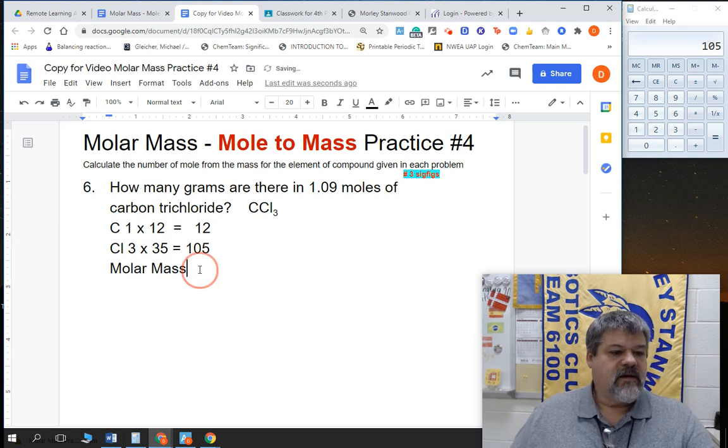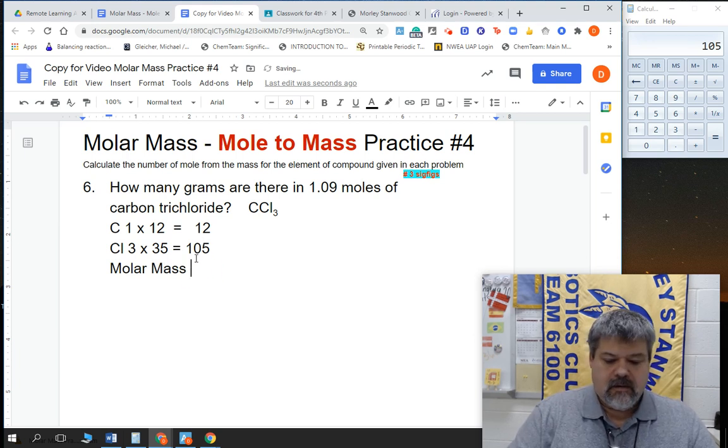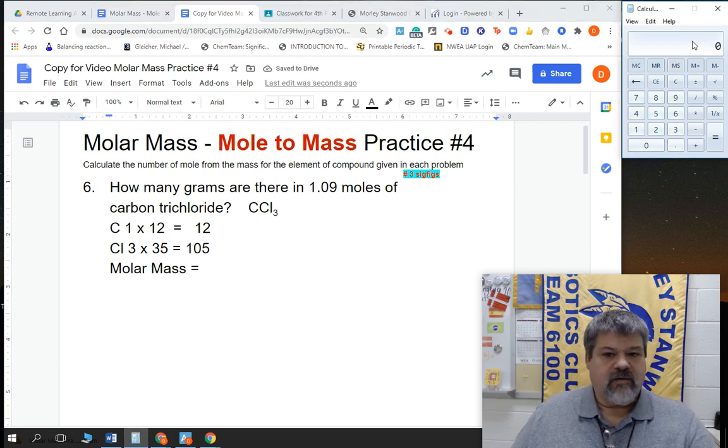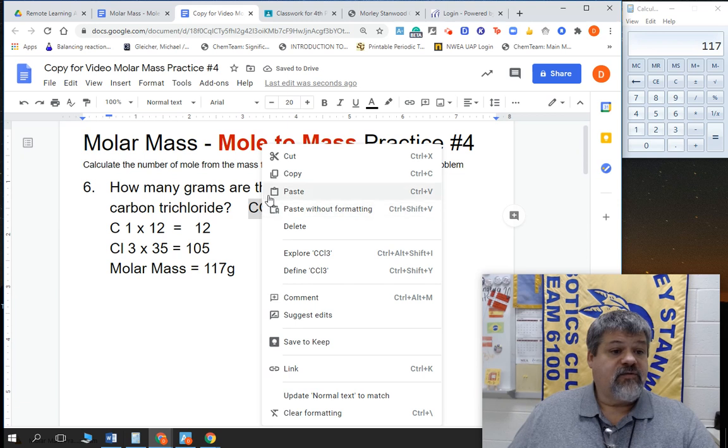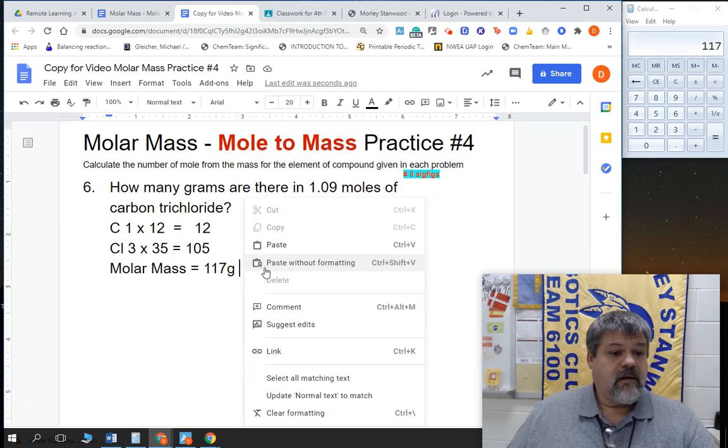So our molar mass is going to equal 12 plus 105. So we're going to go back over here to our calculator. 105 plus 12 equals 117. Let's double check that. 12 plus 105 equals 117. Okay, so we're going to put 117, and that's grams, grams of this right here, carbon trichloride. So we're going to copy that and paste it in there.